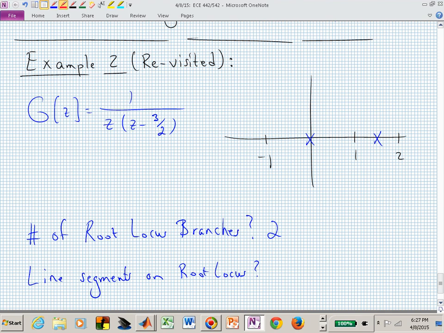You're getting it cut at 3/2 and at the origin, so you're separating it into 3 line segments. You have 3 line segments. Are any of those line segments on the root locus? Is the segment from 3/2 to infinity on the root locus? No. If I go here, how many poles and zeros are to the right of 3/2? 1, which is odd, so this belongs, that one's going here and that one's going there, and the line segment between the origin and minus infinity is not on the root locus.